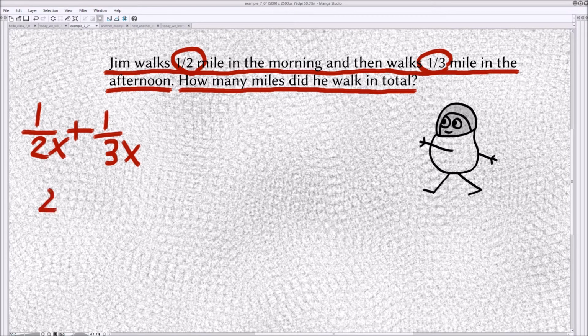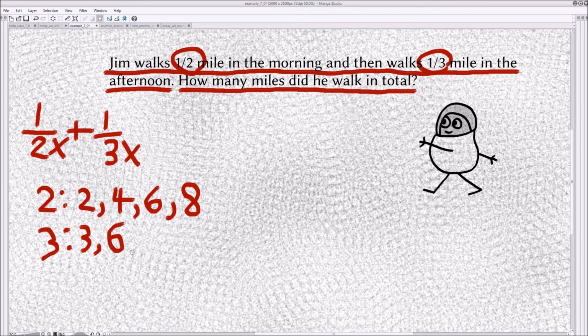So let's list out our multiples of 2. 1 times 2 would be 2. 2 times 2 would be 4. 3 times 2 would be 6. 4 times 2 would be 8. And we'll stop right here for the moment. We'll go to our multiples of 3. 1 times 3 would be 3. 2 times 3 would be 6. And as we can see right here, we have a common multiple for 2 and 3, and it is 6. So this is our lowest common multiple.